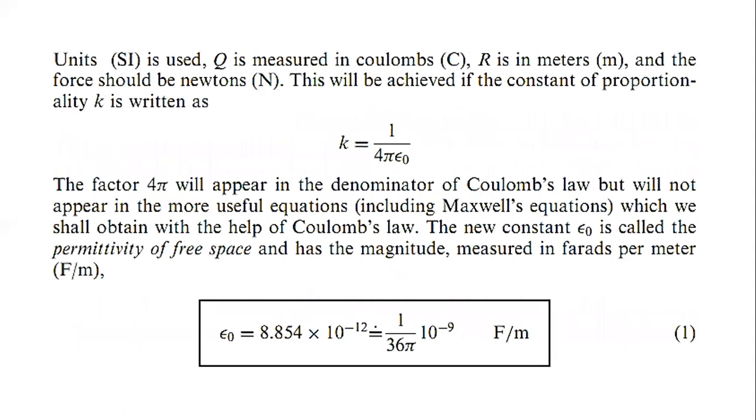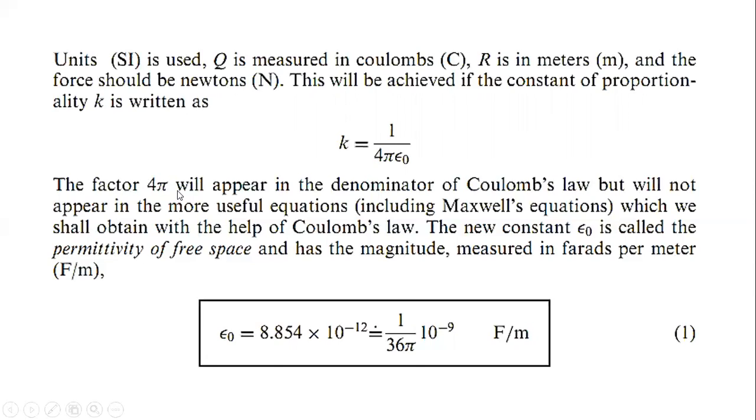If the international system of units is used, we know that the charge is measured in coulombs, the distance will be measured in meters, and the force should be in newtons. This will be achieved if the constant of proportionality K is written as K is equal to 1 divided by 4 pi epsilon naught.